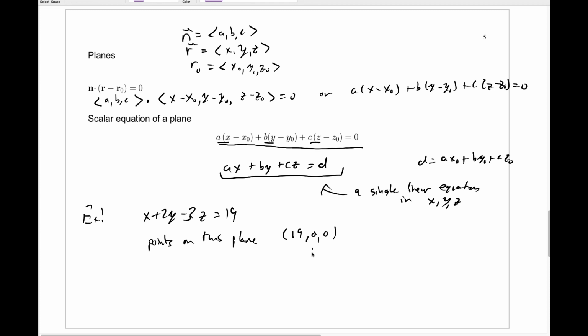If y, for example, is 19 halves, and x and z are both 0, that will also be a point on the plane. If z is negative 19 thirds, and x and y are 0, that will be another point on the plane. But you could pick all sorts of different points. You could pick z equals 1, y equals 1, this will then be negative 1, and x equals 20. In fact, of course, there's an infinite number of points on the plane, and you could just pick any x, y, and z that make this equation true, and you'll get different points on the plane. And you can get a picture of the plane just by drawing several points on the plane and thinking of the unique plane that goes through those points.